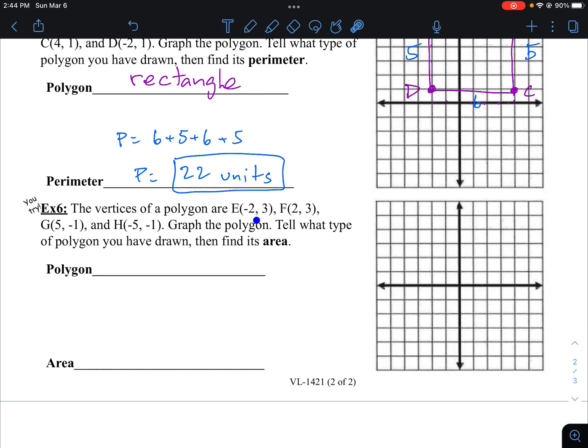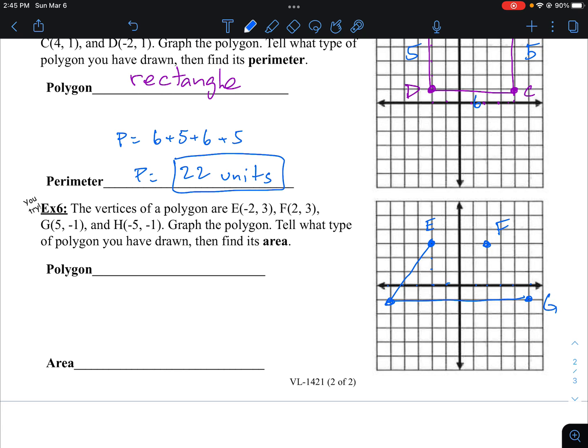Number 6, the vertices of a polygon are E (-2, 3), F (2, 3), G (5, -1), and H (-5, -1). So find the area for this one. Let's start by going to (-2, 3). So -2, backwards 2, up 3: 1, 2, 3. That's E. F is (2, 3), go forward 2, up 3. G is (5, -1), go forward 5, down 1: 2, 3, 4, 5, and -1. That's G, and then H is -5 and -1. So 5 backwards: 2, 3, 4, 5, and -1.